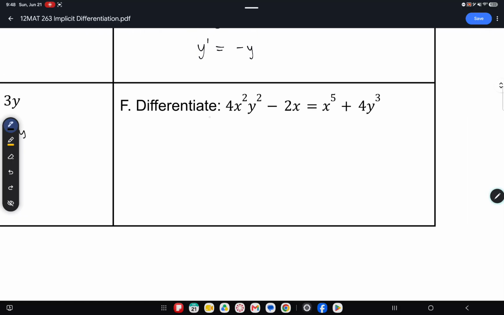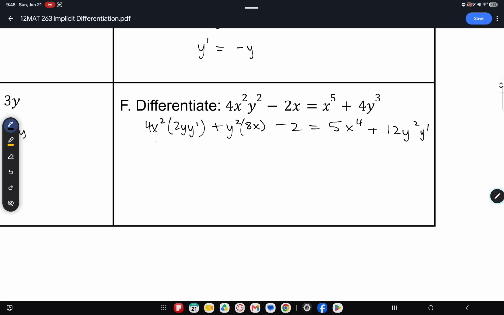Let's do this one. So product rule, left times derivative of the right plus the right times the derivative of the left, then minus 2, 5x to the 4th, and 12y squared y prime. All right, let's try and clean all this up. I want the y primes on one side and the rest on the other.